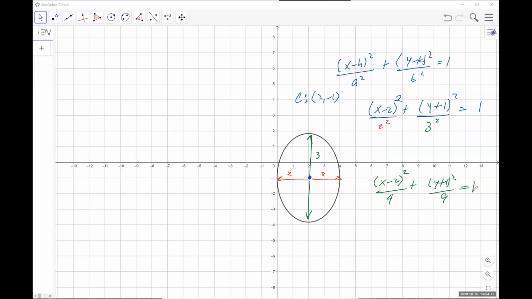This is the other direction. I'll give you the ellipse, you tell me the equation. All right. Question on that example.